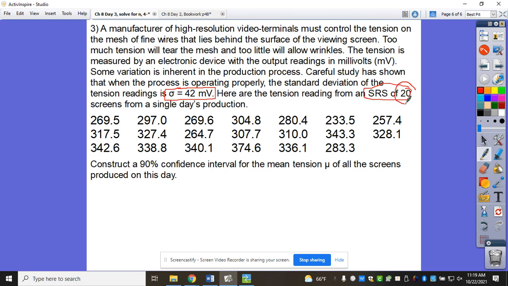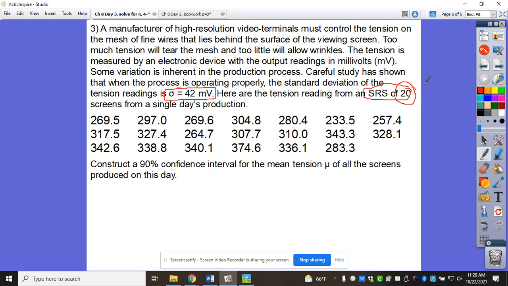What can I use this for? So that's my lowercase n. What can I use that for conditions? 10% condition. So what do I do with 20? Multiply it by 10 and I get 200. Even though I haven't read the whole problem yet, screens from a single day's production. So we would just say that there are at least 200 screens in a single day's production. That doesn't seem unreasonable. They're making something.